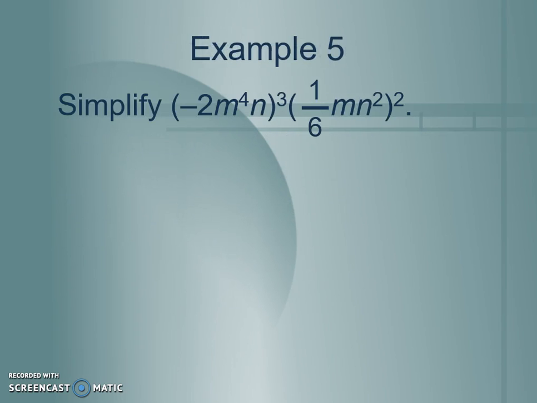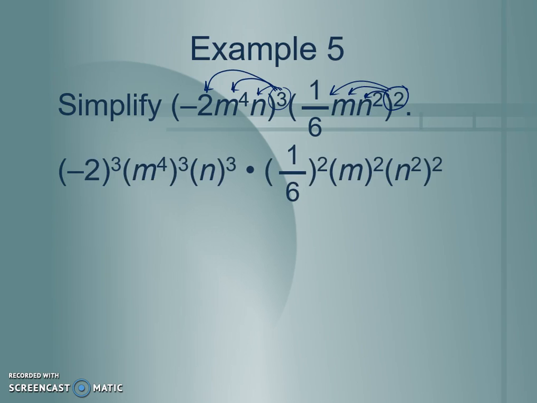So example 5. What that's telling us is we're basically going to apply our power to each item in our parentheses. And the same thing over here with the second. So now we have negative 2 to the third power, m to the fourth taken to the third power, n to the third power, times 1/6 squared, m squared, and n to the second squared.